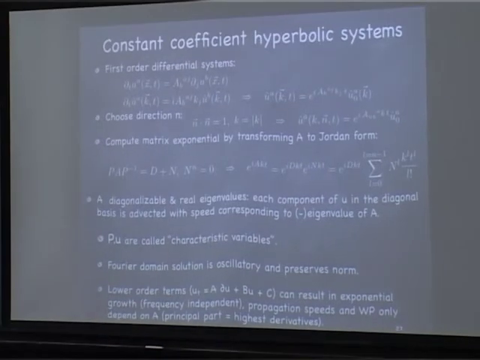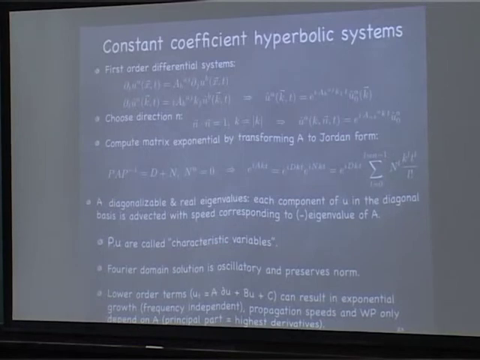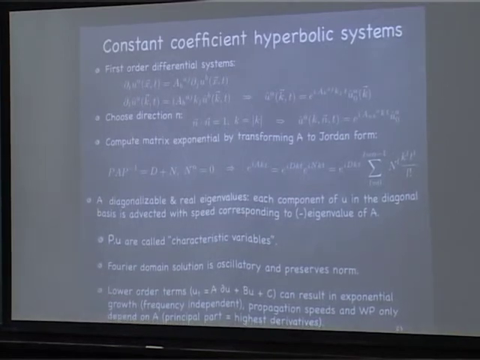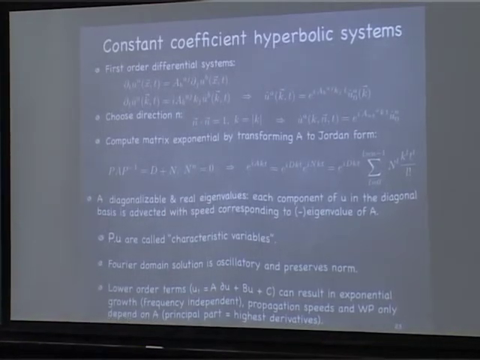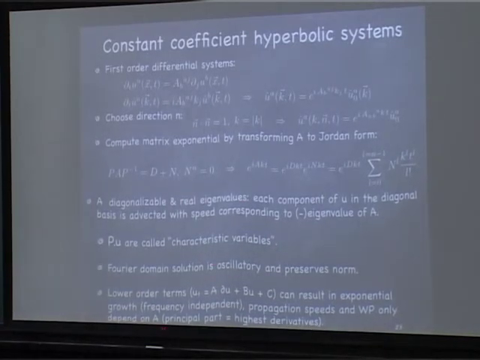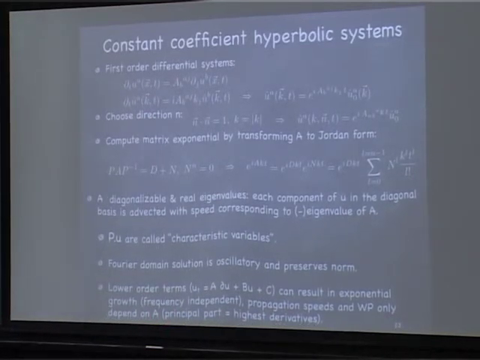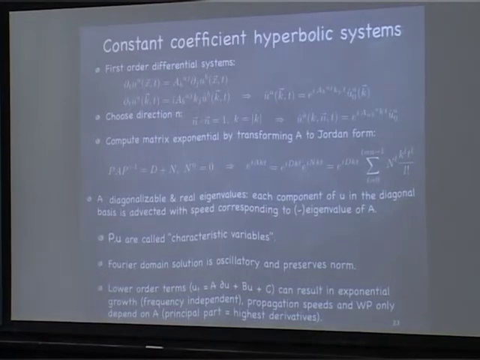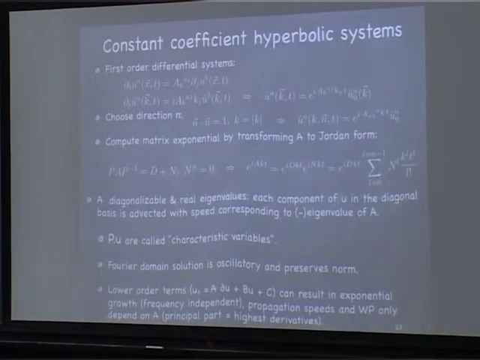The solutions can look more complicated. For example, we can get exponential growth. But the speed of propagation, the microscopic properties of how fast the solution propagates, depends only on the principal part. It depends only on the matrix A, the part with the highest derivatives. And therefore also the well-posedness, whether the initial value problem makes sense, only depends on the algebraic properties of this matrix A.